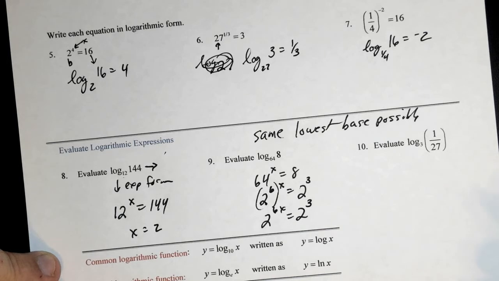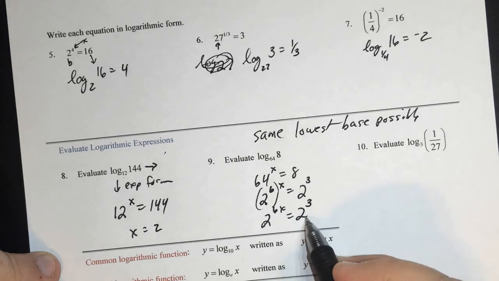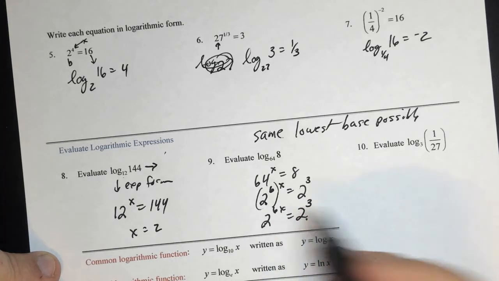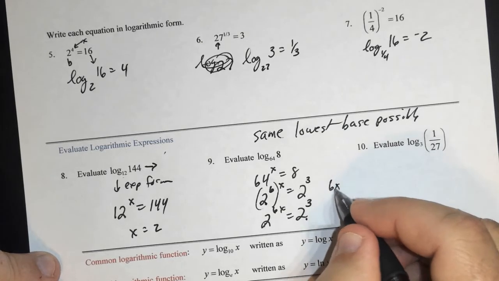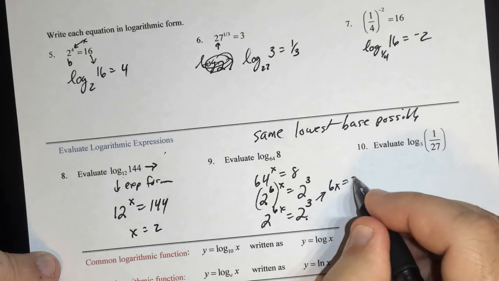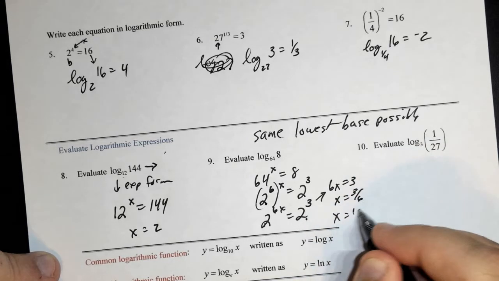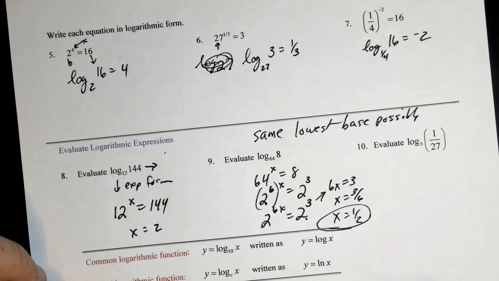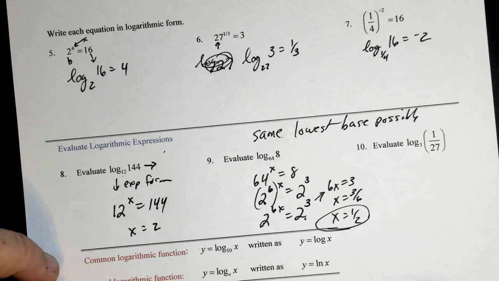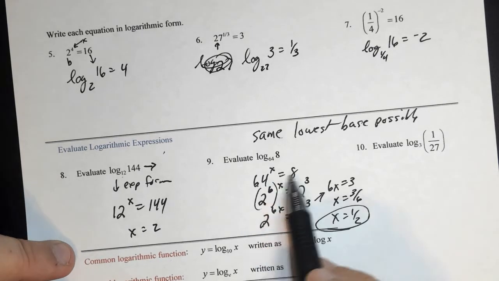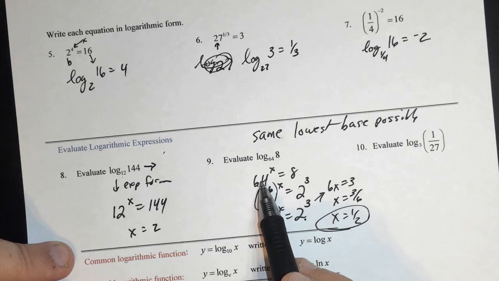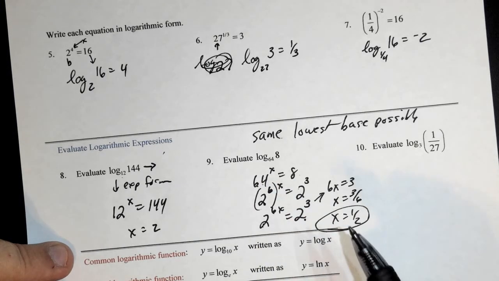Now, how does that help me solve? If I have the same base, for these to be equal, the exponents have to be equal. 6x would equal 3, and so x would equal 3 over 6, or x is a half. Again, change to the lowest base. I could have done this with base 8, but they're not always going to work that nicely.